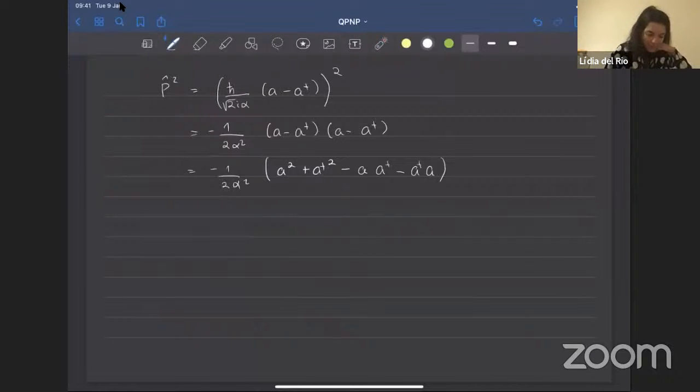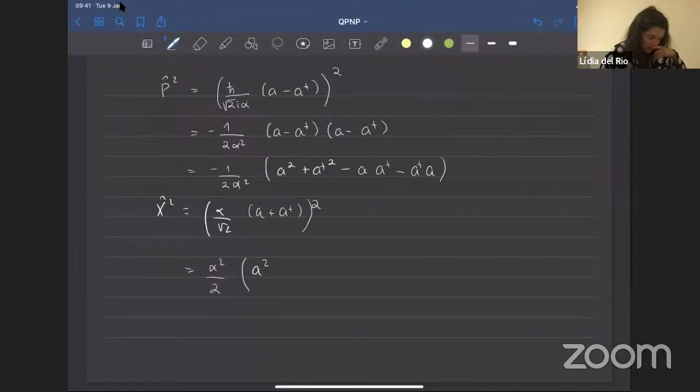What about x squared? Again, this was alpha over square root of 2 times A plus A dagger, now squared. And how much is this? That's alpha squared over 2. And now again, we have all these terms. So we have A squared plus A dagger squared plus A A dagger plus A dagger A.